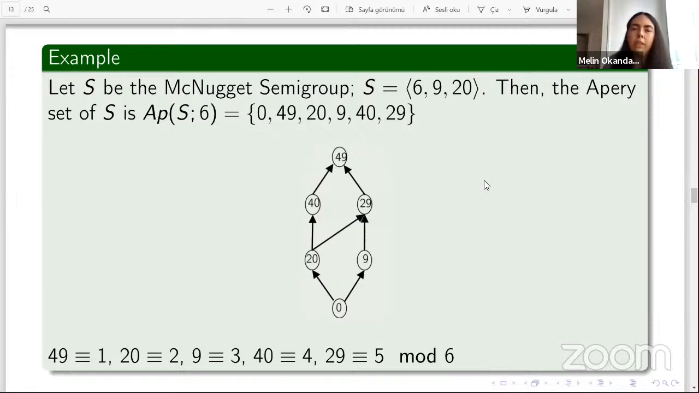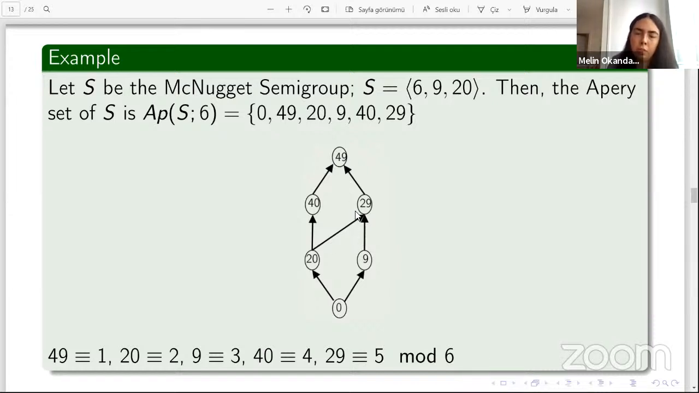Well, you can observe that here, except 6, here we have 9 in the Apéry set, 20 in the Apéry set. So, okay, how do we draw the Apéry poset? How do we construct it? Well, we construct the elements by adding the generators to each other. For example, I sum 20 and 9, and I get 29, and this is in the Apéry set. And then I add another 20 to 29, and I get another Apéry set element, which is 49.